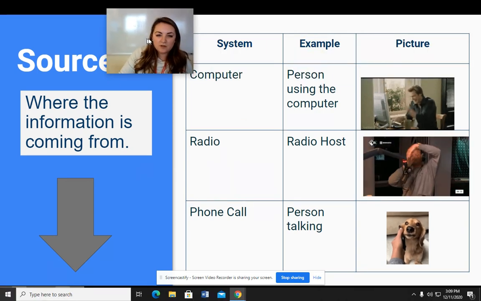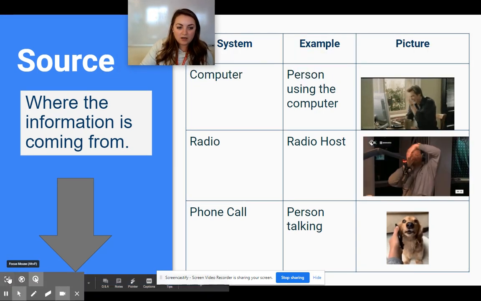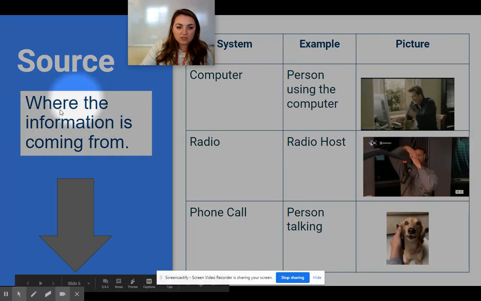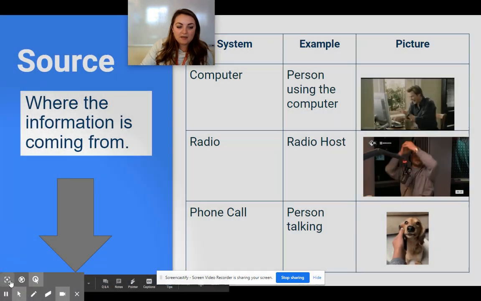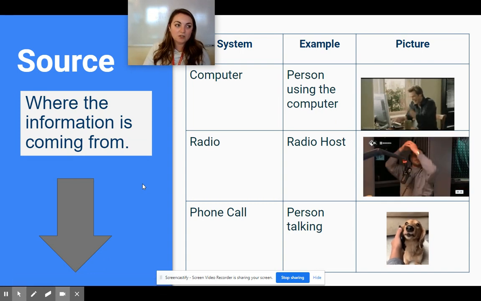And so the first thing you guys want to do is type in this definition right here. So where the information is coming from, that is the source. The source is the start of the communication system. So it's whatever has the message and is trying to get it to go somewhere.